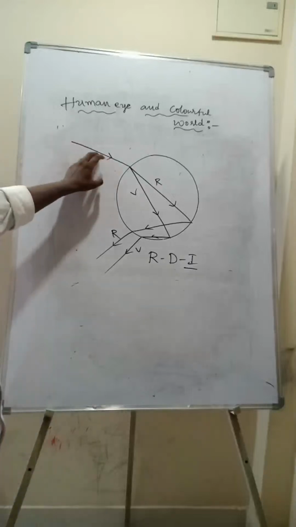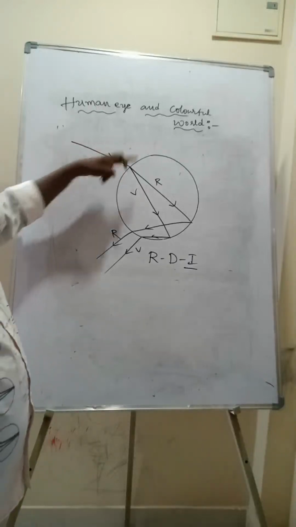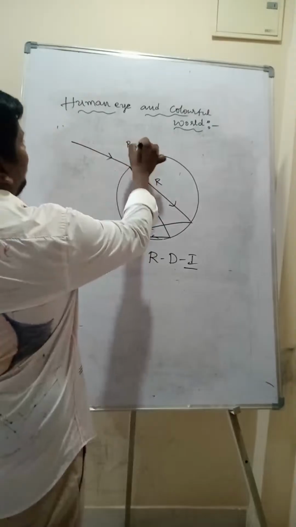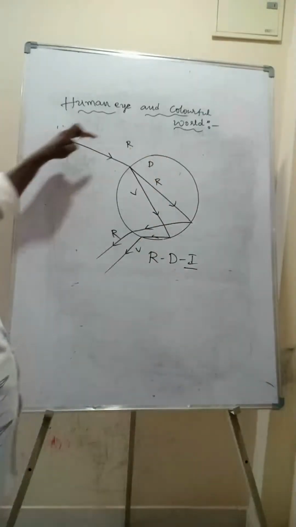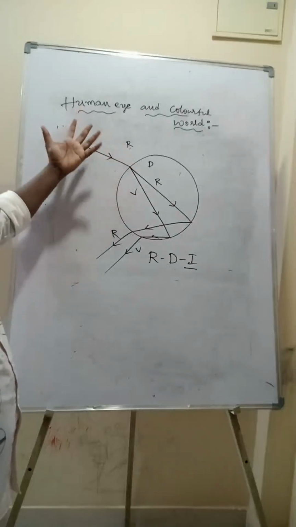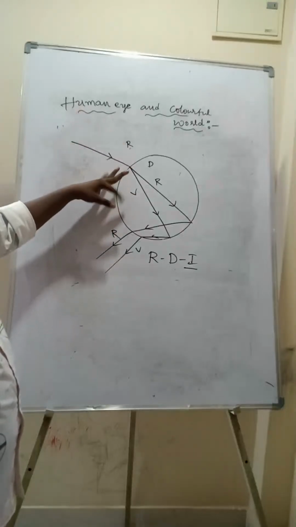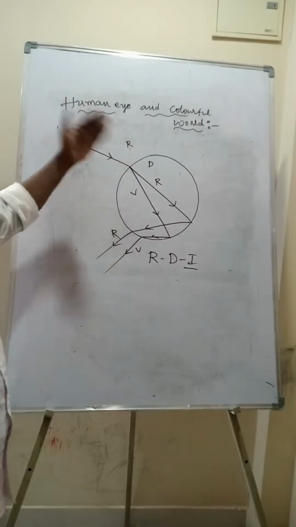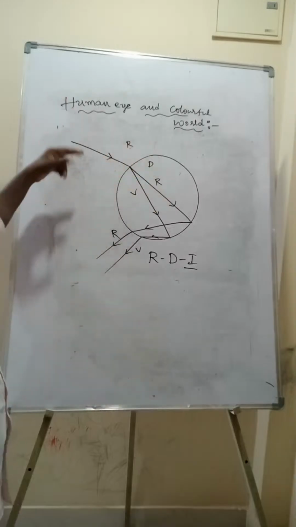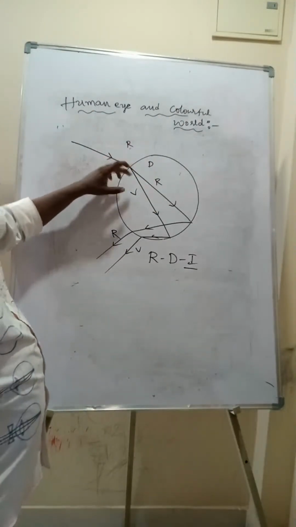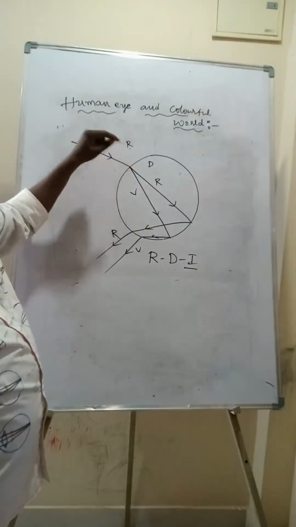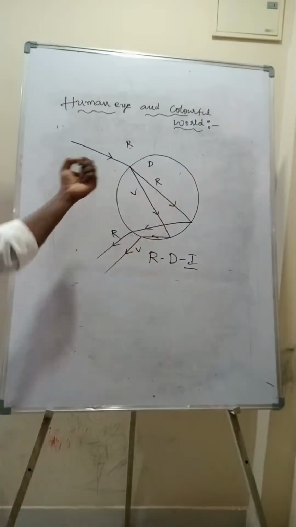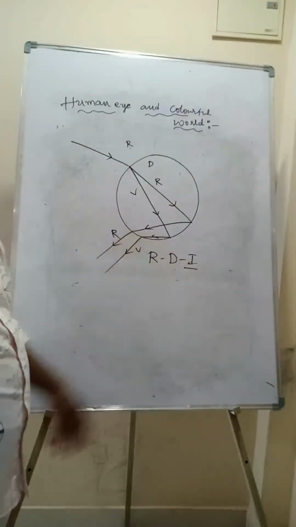Refraction: when light moves from a rarer medium to a denser medium, here air and water, refraction takes place. Anyway, if light is moving from one medium to another, refraction takes place. Immediately after refraction, it splits. Whenever there is refraction, at that point dispersion starts. So refraction, dispersion, and internal reflection.